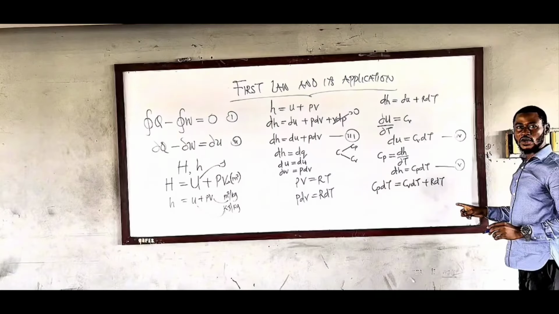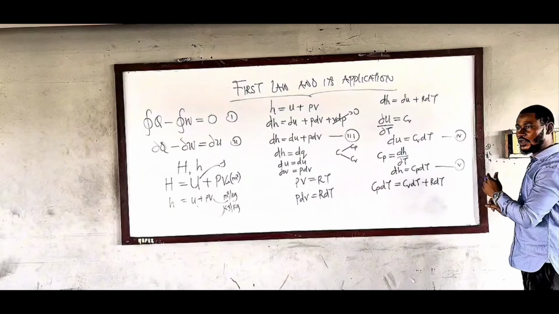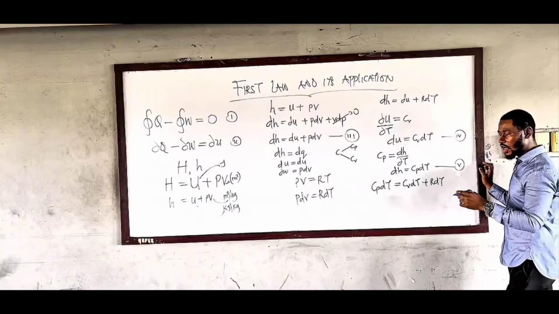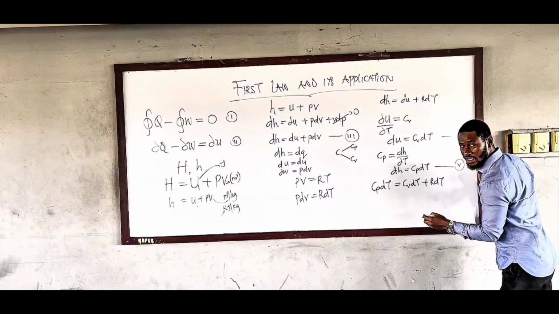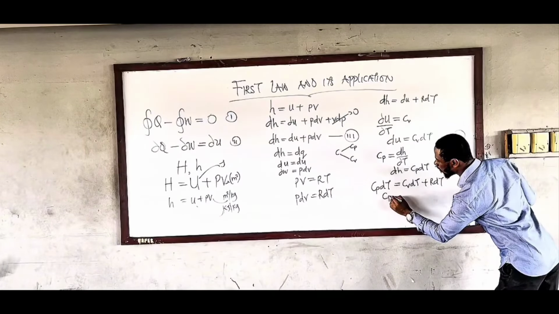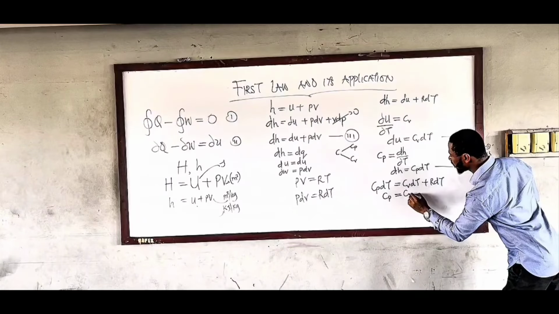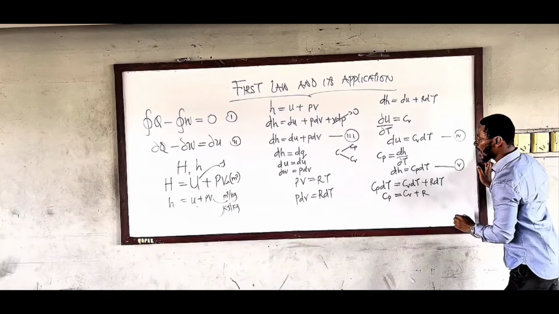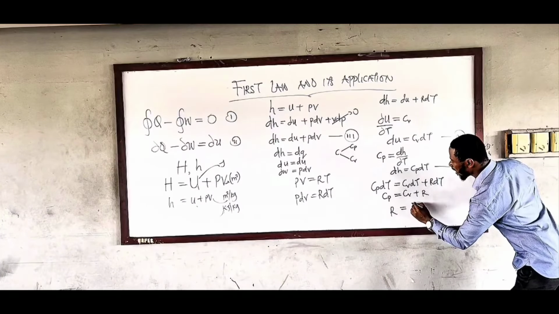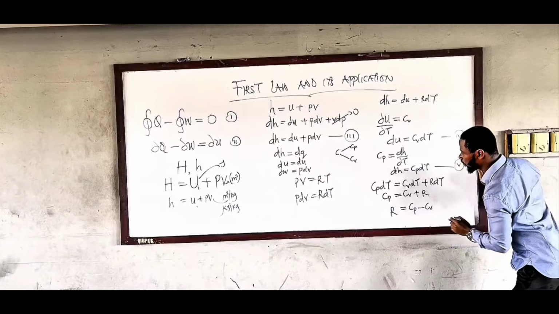There is something that is common to both the left side and the right side of the equation, which is what? dT. So dT can be eliminated. The final form of this equation becomes Cp equals Cv plus R, and R is defined as Cp minus Cv.